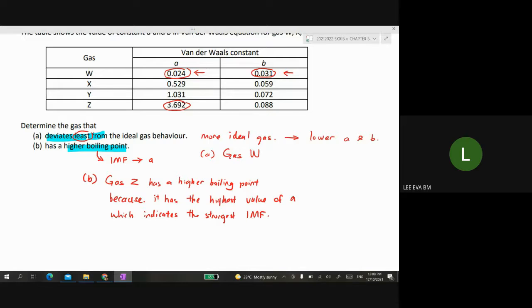And just now, for gas W you can also make an explanation. Gas W deviates least from ideal gas behavior because it has the lowest value of A, indicating the weakest intermolecular forces. And the lowest value of V indicates the smallest volume of gas particles. You can try to write in your own sentence.